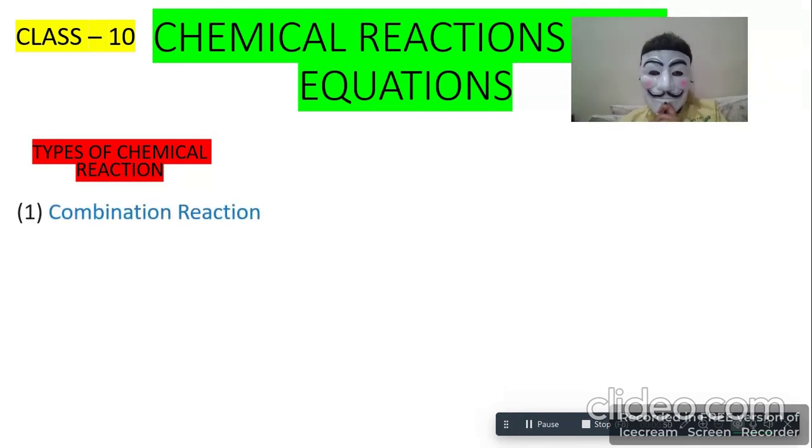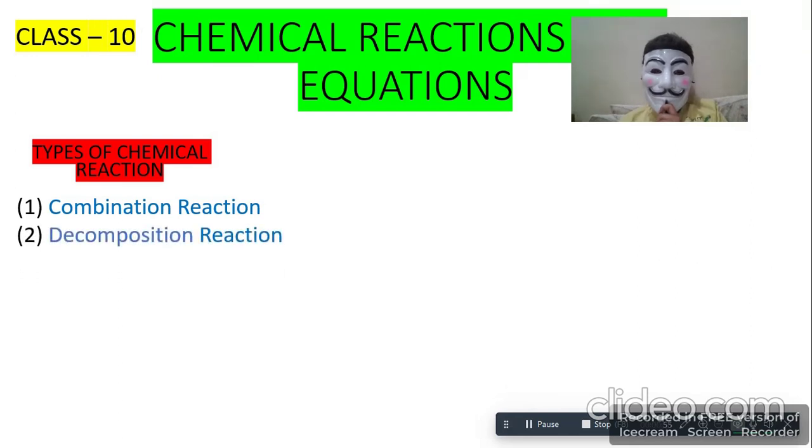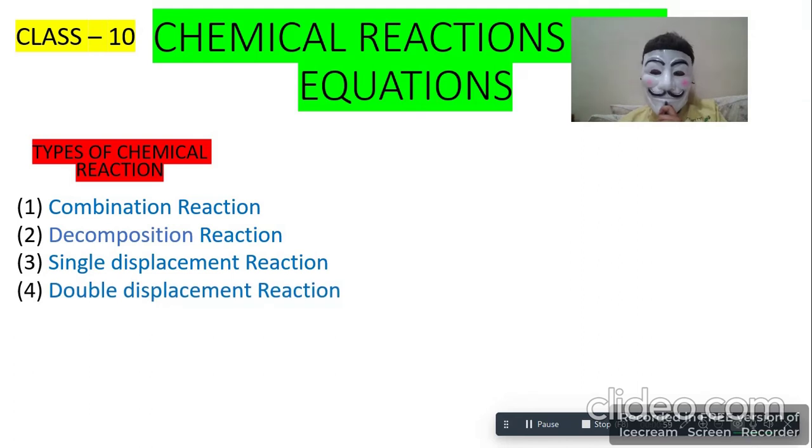Let's begin. So first one is combination reaction. Second is decomposition reaction. Third is single displacement reaction. Fourth is double displacement reaction. And fifth is redox reaction. So let's ignore the sound in the background, please. Let's go.